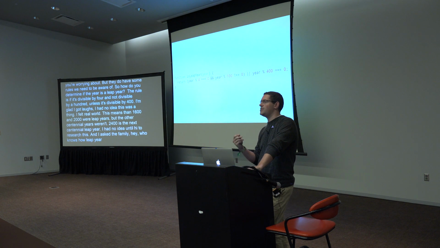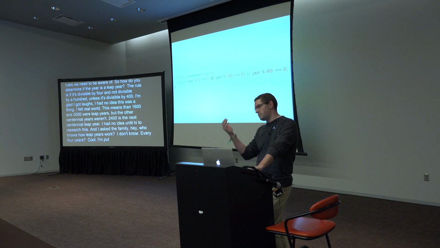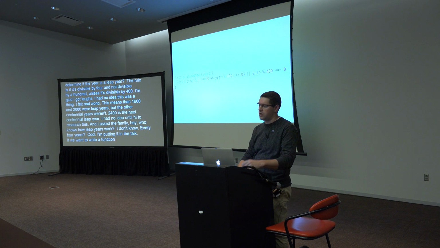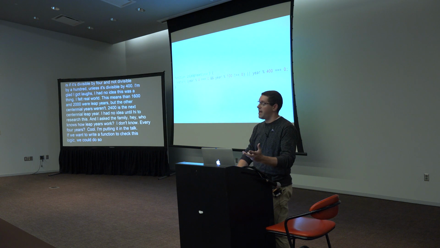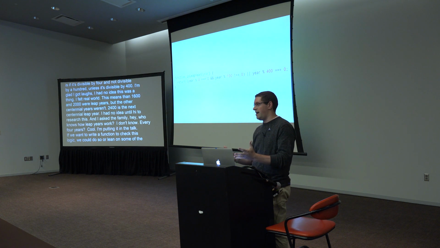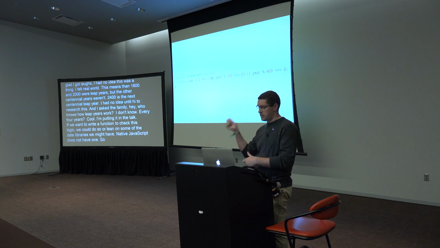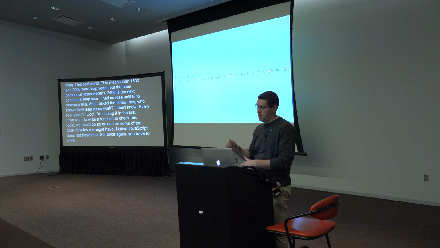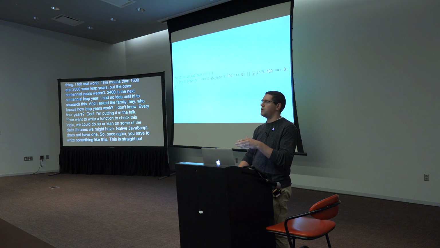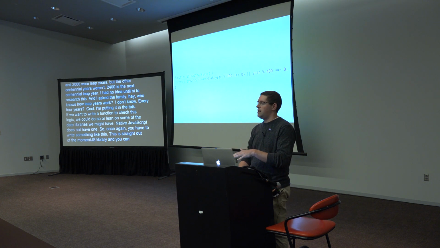All right, so if we wanted to write a function to check this logic, we could do so, or we could lean on some of the date libraries our languages might already have. Native JavaScript does not have one. So once again, you'll have to write something like this. This is actually straight out of the moment.js library. And you can check a leap year in a little bit more of a bizarre way in JavaScript.